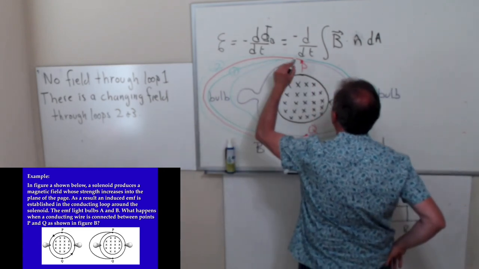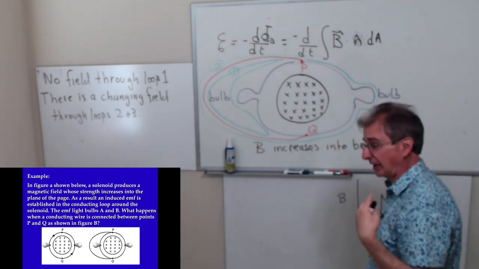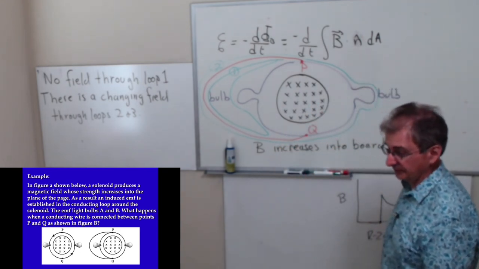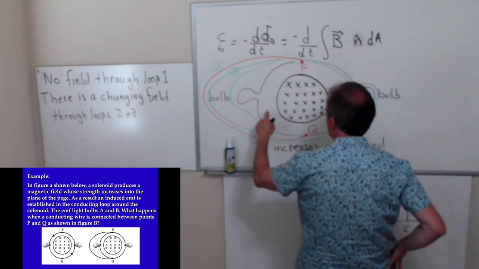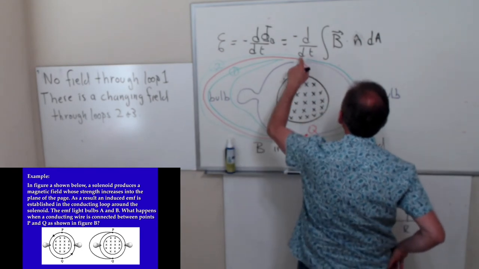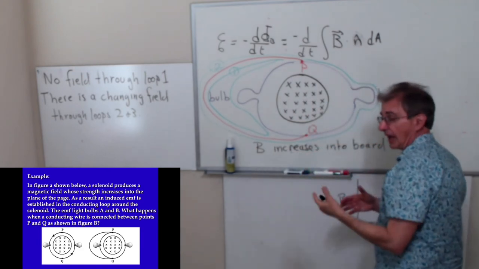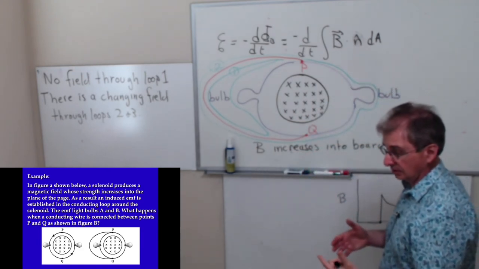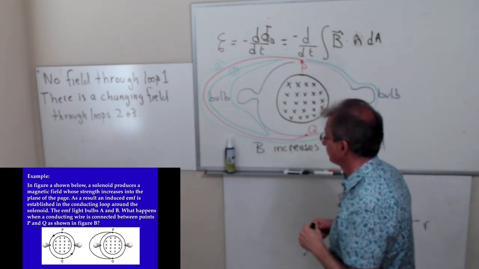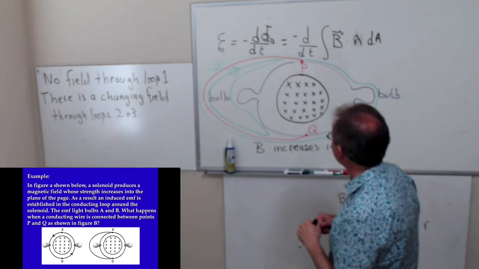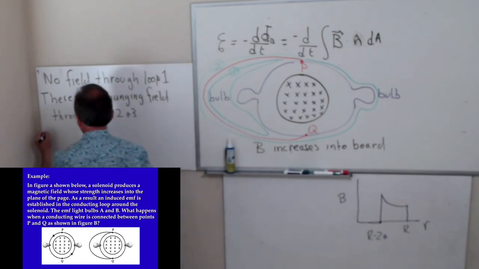Yeah, so loop two has less resistance. Doesn't the current tend to take the path of least resistance? So it has two choices. It can either go like this, or it can go like this. It's going to want to go around the path that's easiest. So it's going to choose loop two because it has less resistance.